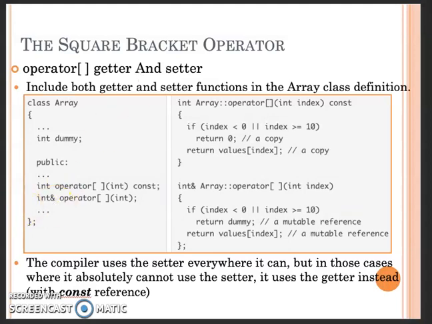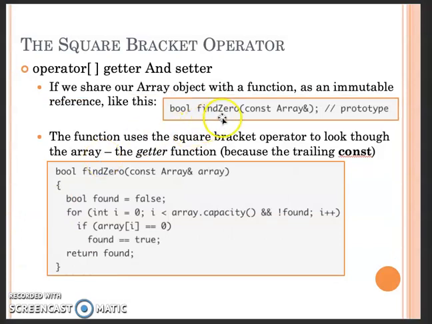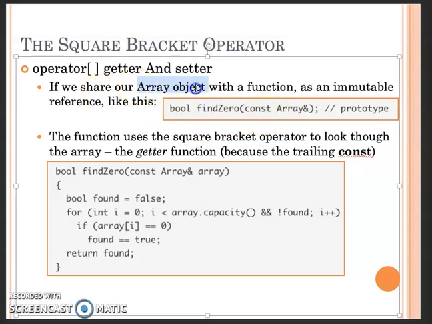Okay, let me talk about the next slide. The next slide is an example of how the getter function is called. Because sometimes we will share our array object by constant reference. Because we pass the array to a function, but we only allow the array to be read only. So that's an immutable reference. So in this situation, for this array object passed, I cannot assign a value because it's only passed as read only.